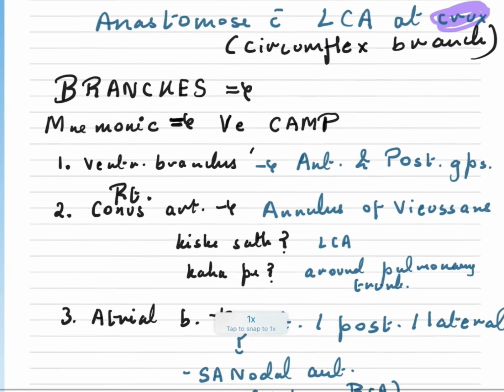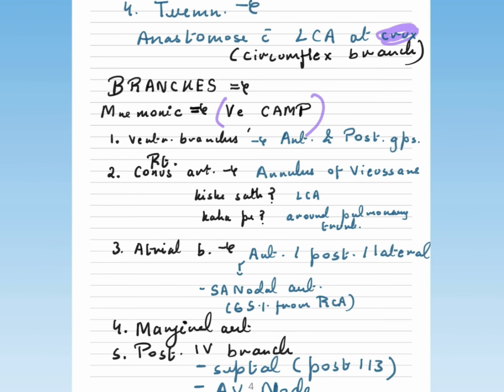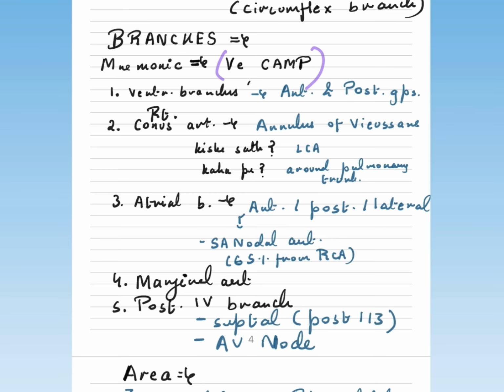For the branches of the right coronary artery, I will tell you a mnemonic, that is V CAMP. So first of all, V is the ventricular branches. As we all know, the heart consists of the atriums and the ventricles. So first of all, the right coronary artery supplies the ventricle. So there are anterior and posterior groups in the ventricular branches. Then there is the right conus artery from C.